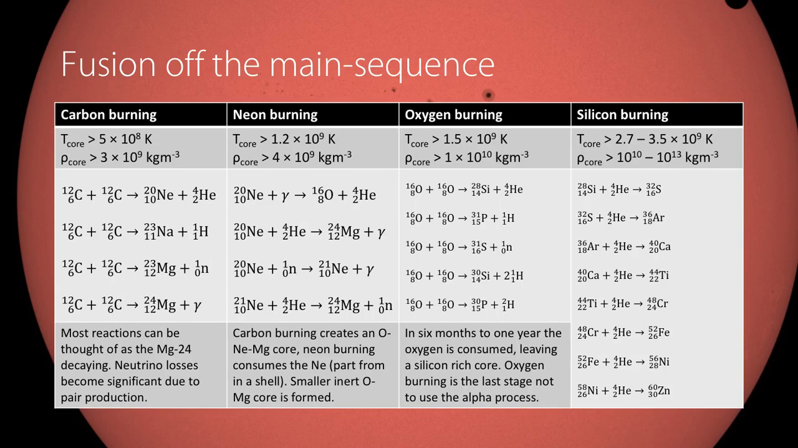These successive stages take less and less time, with neon burning just a few years, oxygen burning 6 months, maybe 1 year at the maximum, and then you get to the silicon burning. So most of your core at this point will now be silicon, and silicon burning happens again by the alpha process that we just looked at. So only the alpha process applies. Oxygen burning is the last stage which doesn't use the alpha process.